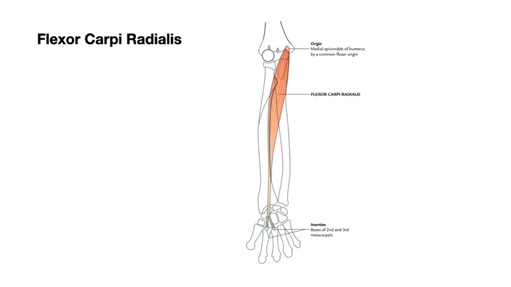The flexor carpi radialis. Flexor carpi radialis arises from the medial epicondyle, that is the common flexor origin. Insertion is on the base of the second and the third metacarpal. Nerve supply, median nerve. Action, along with flexor carpi ulnaris, it can flex the wrist joint.